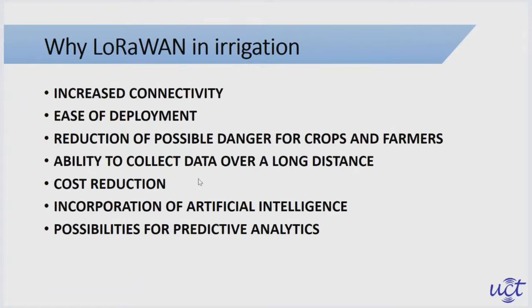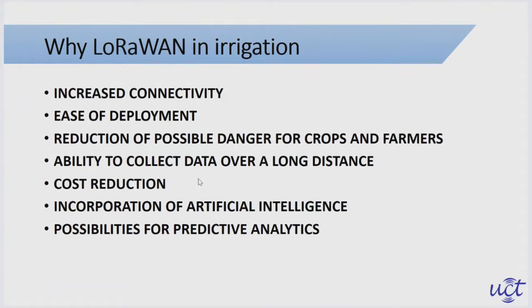LoRaWAN increases connectivity, so every sensor and device can now connect using LoRaWAN. It creates a local wireless area network. Again, the deployment is very easy, since no wire or cabling is required. The sensors are deployed wirelessly, and they can be updated and connected over the air, or they can be connected manually also.